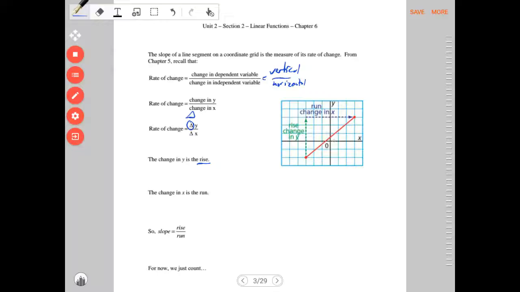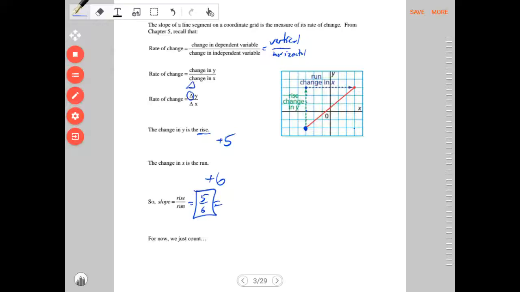So on this particular line, if I start here, my rise is 1, 2, 3, 4, 5. So my rise is plus 5. Now the change in x is called the run. So from this point to this point, 1, 2, 3, 4, 5, 6. So the run is plus 6. So the slope is rise over run, so 5 divided by 6. That fraction doesn't reduce, so that is the slope of that particular line. And for now, we just count.